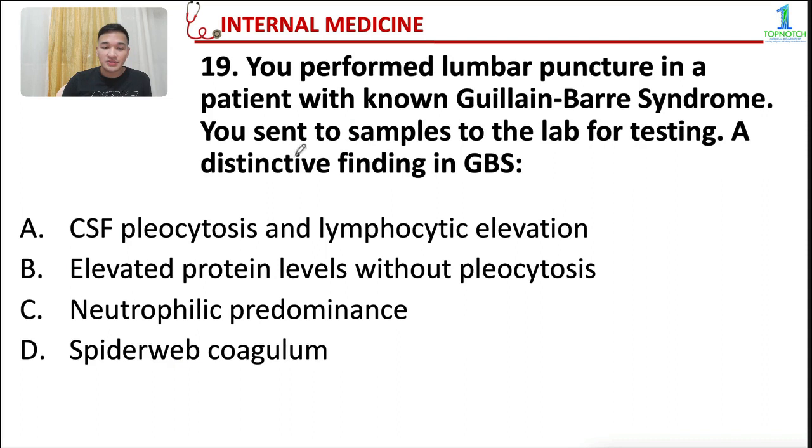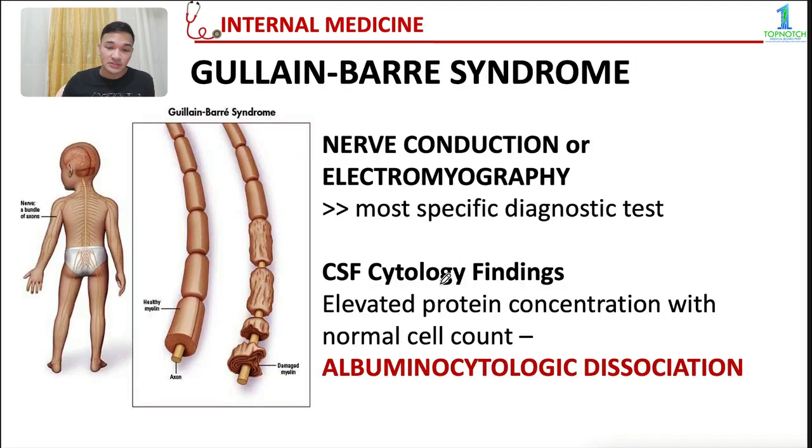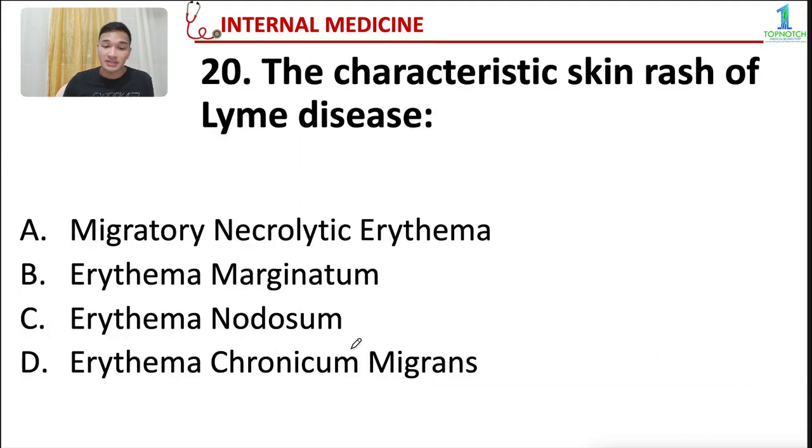So number 19, what is the distinctive finding in GBS? The correct answer is letter B, elevated protein levels without pleocytosis. The reason for that is there is increased permeability of the blood nerve barrier for protein, but there is normal white blood cell count in the CSF, which is the reason kung bakit wala siyang pleocytosis, no? So it's also called albuminocytologic dissociation, elevated protein concentration in the CSF with normal white blood cell count.